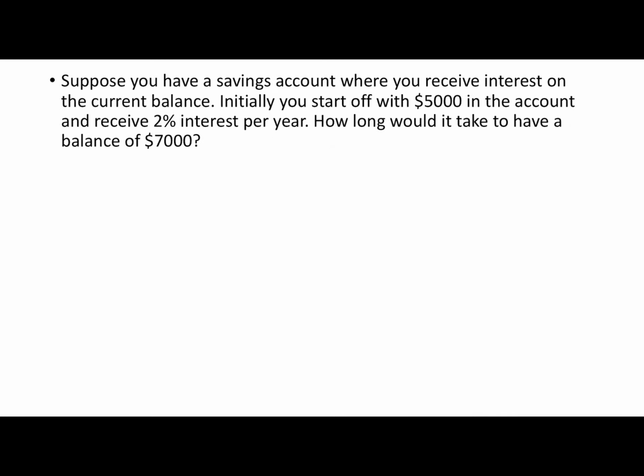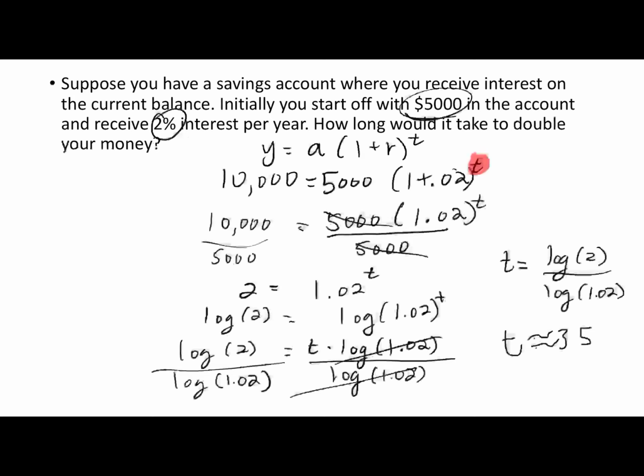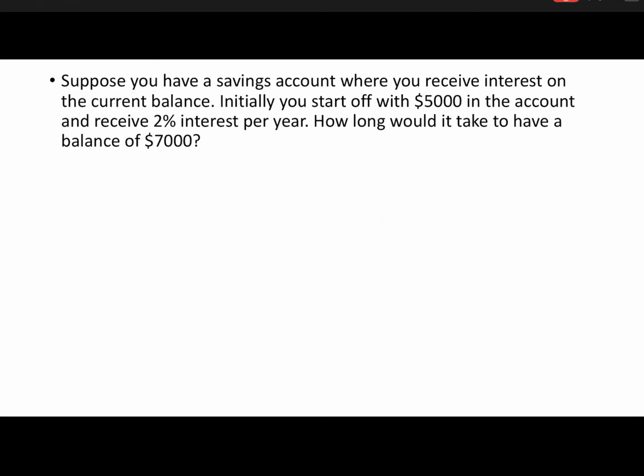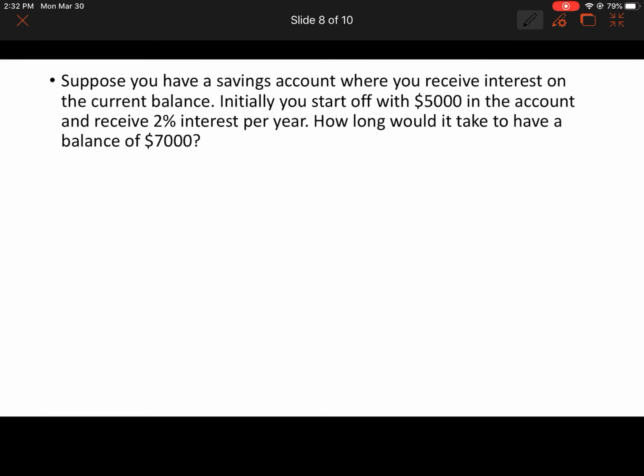Okay, so suppose you have a savings account. Okay, so the same type of problem. And it says how long would it take for you to have a balance of $7,000? So here the same thing happens. I'm gonna look back and you see we wanted to double our money, but now instead of doubling, we're actually gonna want to make it $7,000. So I'm going to go ahead and write that down.